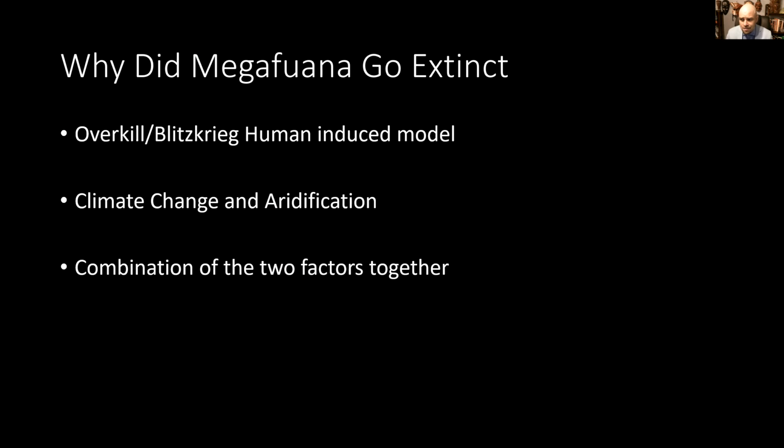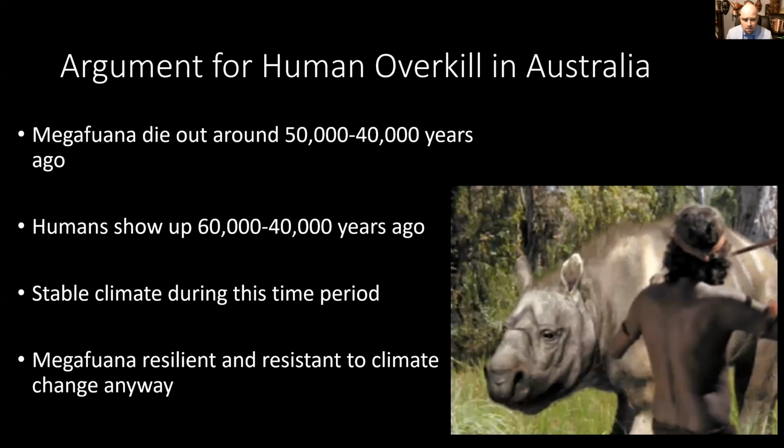There are people that push back against this, though, and suggest that climate change and aridification may have also stressed these populations and caused them to go extinct. And there are some people who argue that it was a one-two punch. It was a combination of the two. So what's the argument for overkill and the limitations of overkill? There's that chronological coincidence. So why are these animals going extinct right when humans show up? And there's evidence that there's some stability, especially at the beginning of this period in terms of the climate. This period was not at its beginning a period of major changes, though it seems like aridity happens later on.